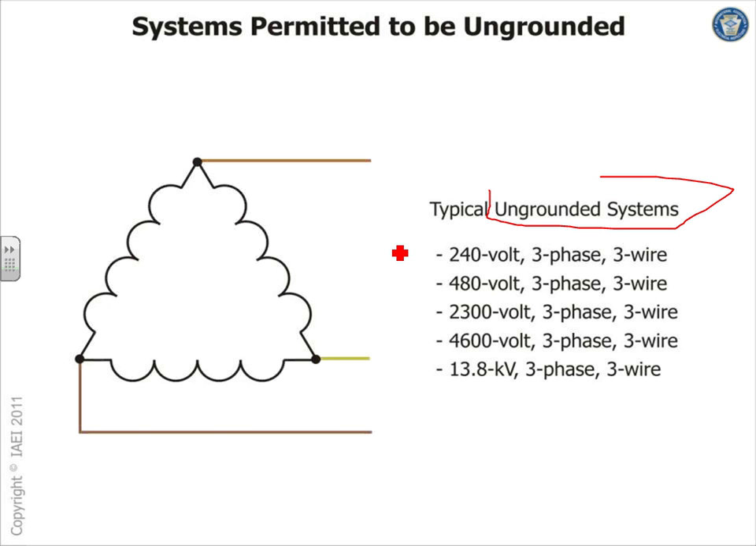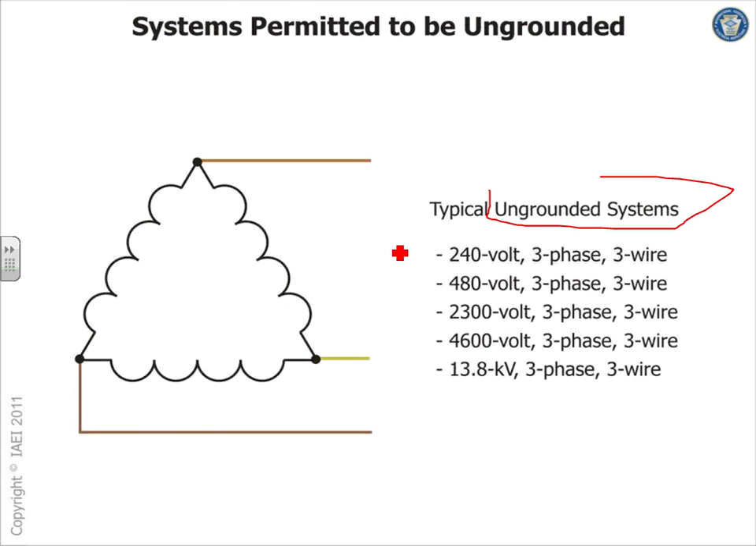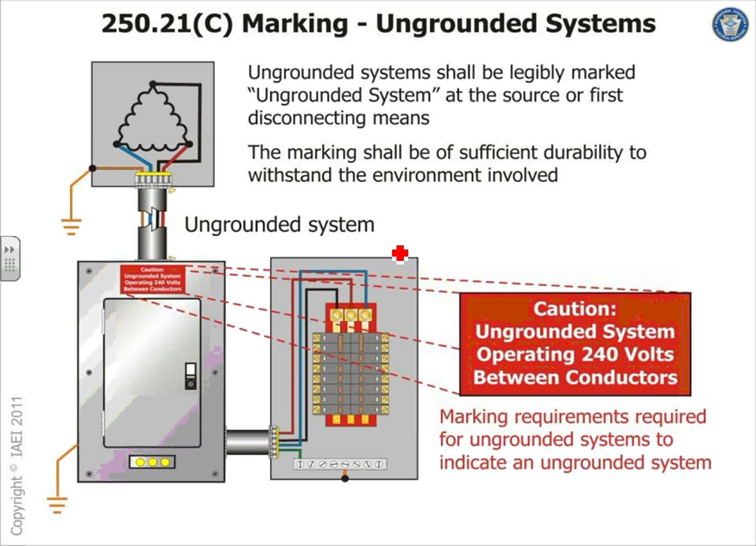What does ungrounded mean? Nothing from the transformer windings is connected to the ground. If you have an ungrounded system, guys, what do you need? So here are the systems that can be ungrounded. If you have an ungrounded system, the code requires you to declare that your panel or your source of power is ungrounded. So if you have an apprentice walking in looking for a neutral, hopefully they will realize that you're looking for something that does not exist. Hopefully, when you see: caution, ungrounded system operating at 240 volts between conductors.